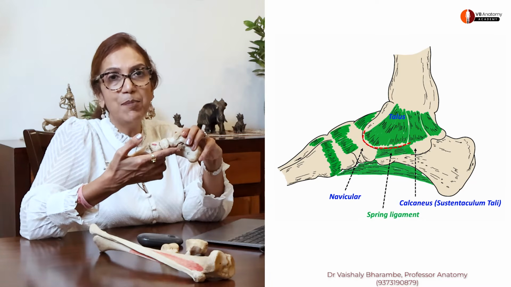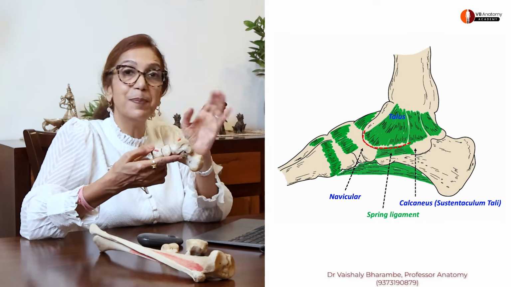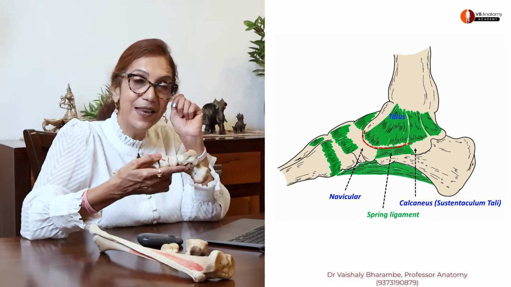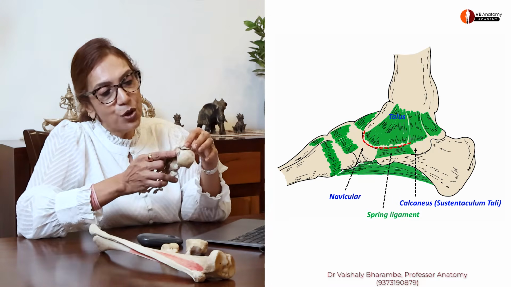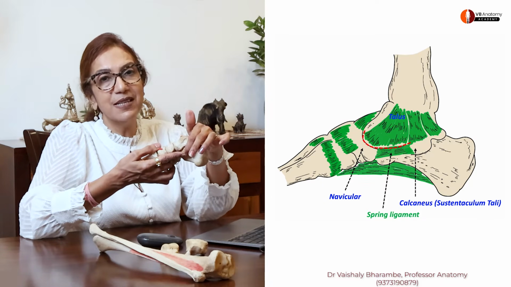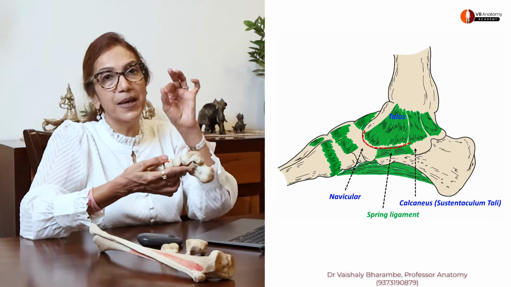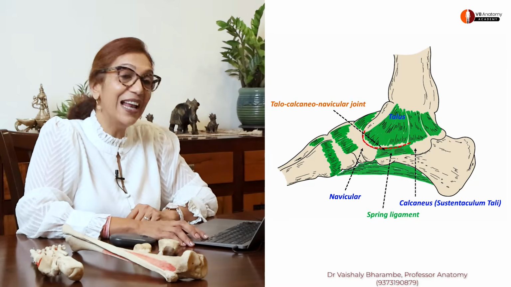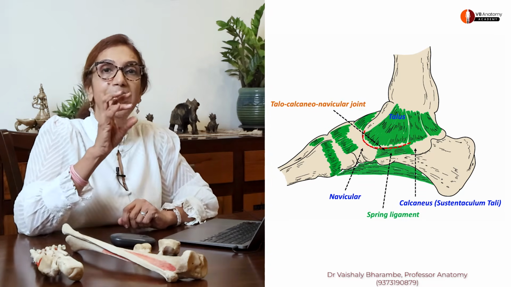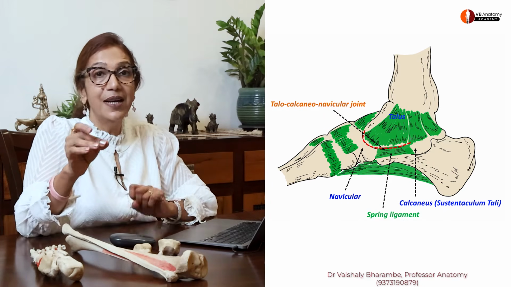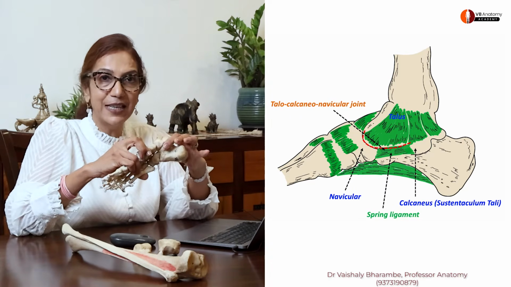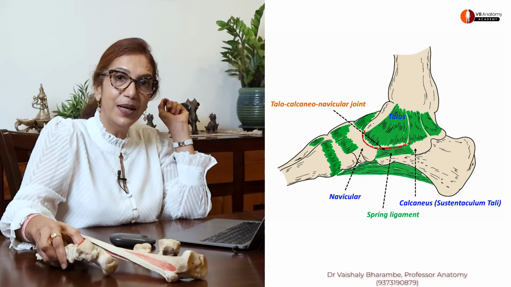And that gap is breached by a ligament called the spring ligament or Talocalcaneonavicular ligament. Very important, you have to know it. Just observe the way my index finger is connecting the two, connecting the navicular to the sustentaculum tali. That is your spring ligament. Come, that's the Talocalcaneonavicular or the spring ligament. The joint formed is therefore called Talocalcaneonavicular joint. Talo is talus, calcaneo is the sustentaculum tali part of calcaneus, and navicular is of course the navicular bone.